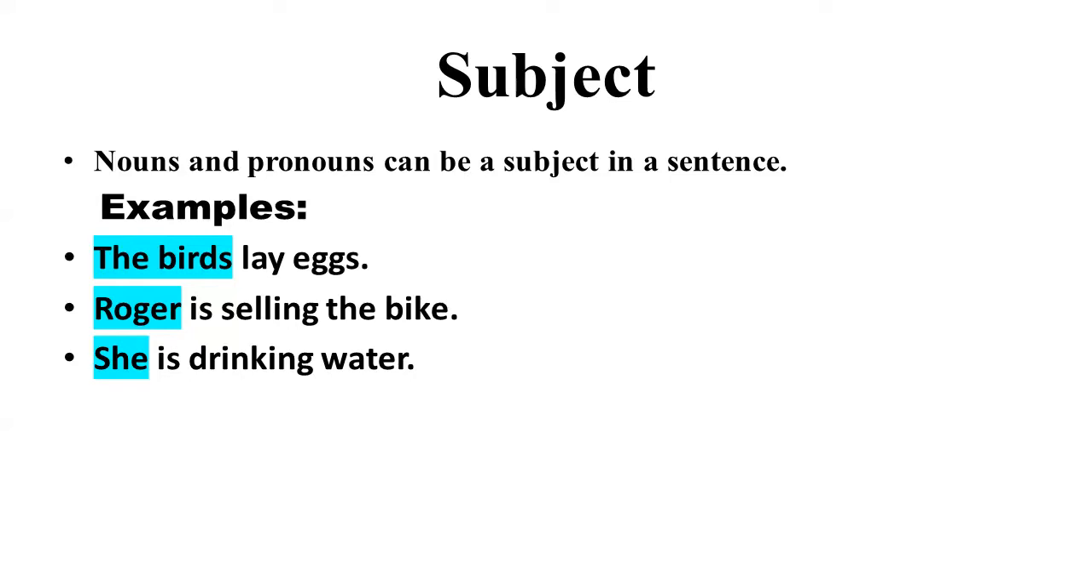And the third example, she is drinking water. So we can say that someone is doing something here. Who is doing what? She is drinking water. What is she doing? Drinking water. And who is drinking water? She. So the answer to who is the subject. What is your answer to who? Who is drinking water? Yes, she. She is the subject here.